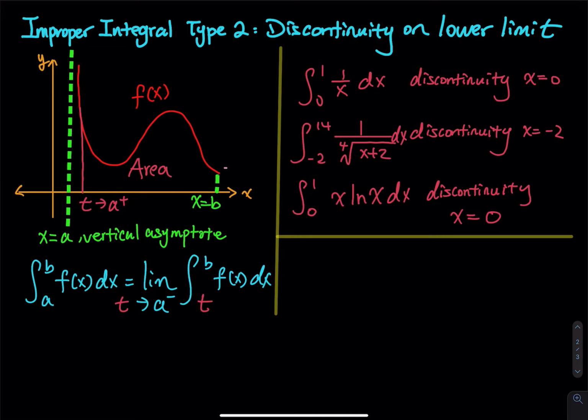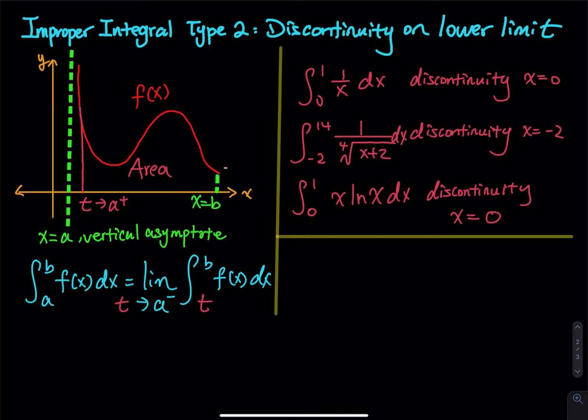Okay, so on the right hand side of the notes, I prepared 3 integrals for you, and in each of the integrals there is a discontinuity. So for example, the first one, 1 over x, I know that x cannot be equal to 0. And then the next one, in the denominator, x cannot be equal to -2. And then on the third one, there is no denominator. However, ln 0 is undefined. So the discontinuity of x times ln x is x equals 0.